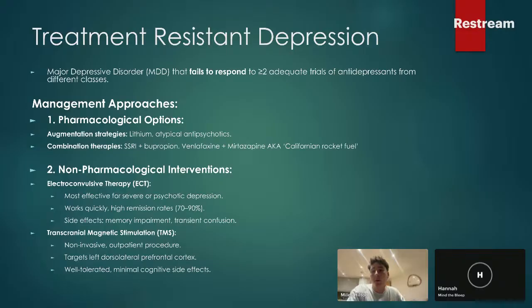In terms of non-pharmacological interventions, we could look at ECT, so that would be electroconvulsive therapy. This has been shown to be most effective for severe or psychotic depression. It works quickly, and there are very high remission rates of 70 to 90%, so it has been shown to be very effective. There are some side effects, such as memory impairment and also transient confusion.